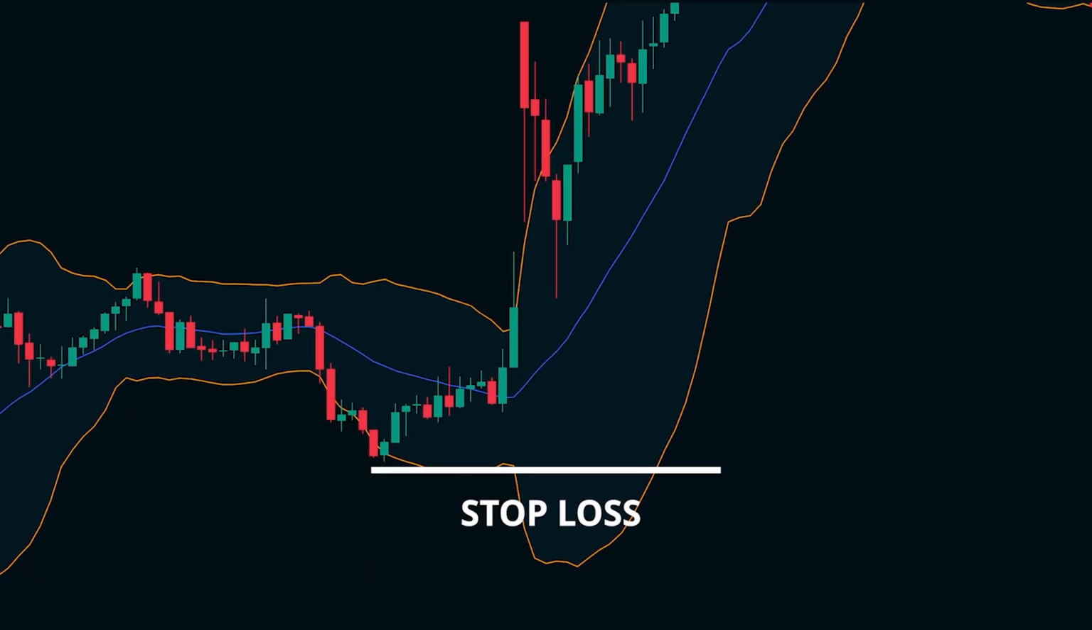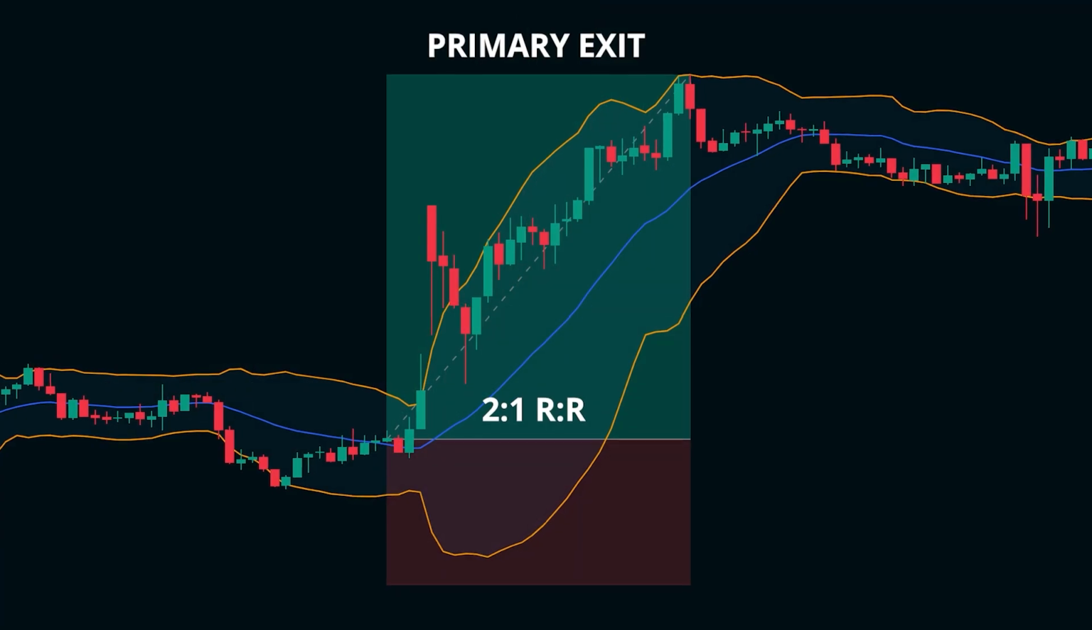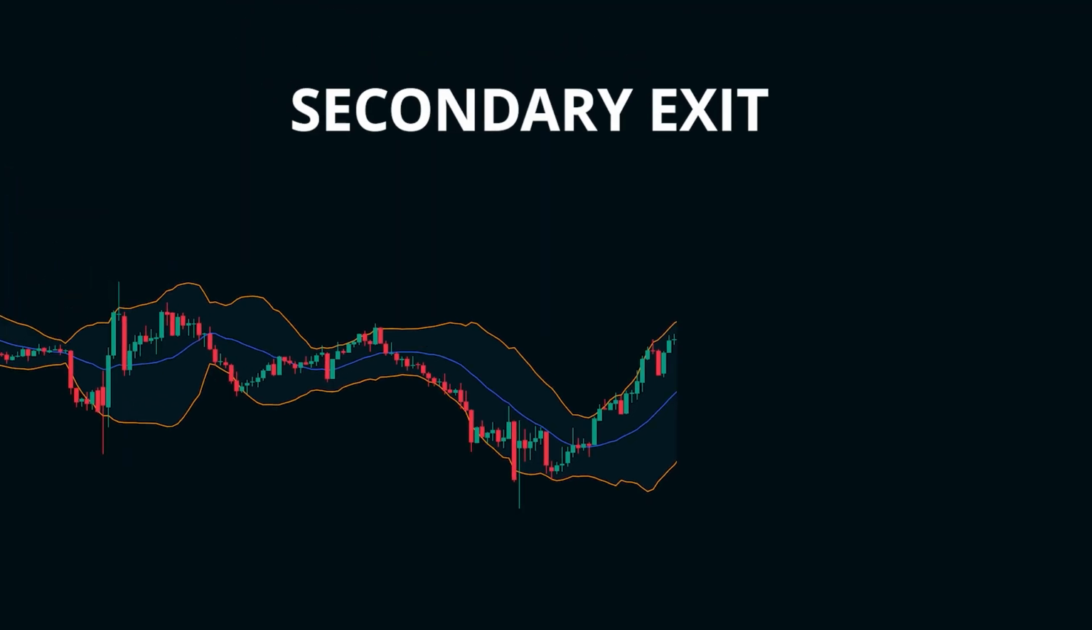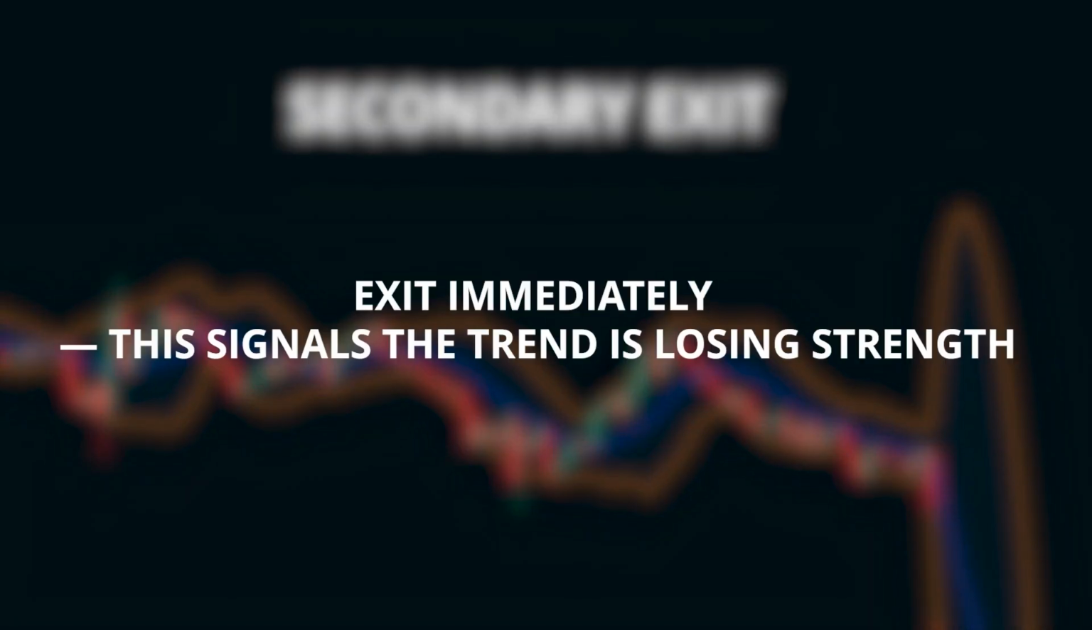Your stop loss goes below the recent swing low. Your primary exit is a 2-to-1 risk-reward target. And your secondary exit, this is important. If price closes back below the middle band before you hit that target, exit immediately. That's your signal the trend is losing strength.